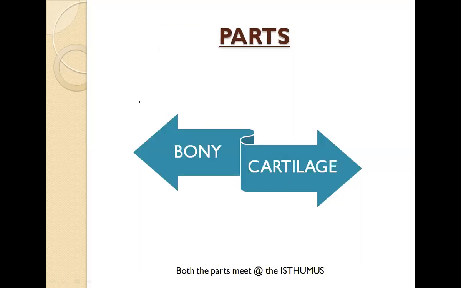Moving on to the next slide, the parts of the auditory tube. We already know that the auditory tube consists of two parts, right? A bony part and the cartilaginous part. Both these parts meet at the isthmus. We'll be discussing it in the next slide.